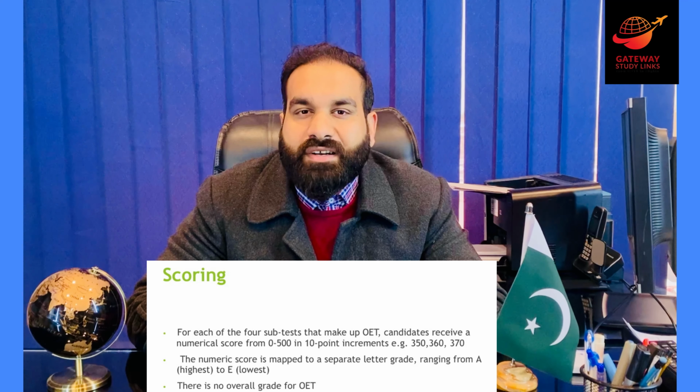Normally, on the average, the good institutes demand B grade in overall. By the way, overall, I'm not saying that overall means a cumulative grade. It means you should have B in each, because in OET, there is no cumulative grade as in IELTS. For example, you got 6 in writing, 5 in listening, 6 in speaking, and 5 in reading. And overall, you got, let's say, 5.5.